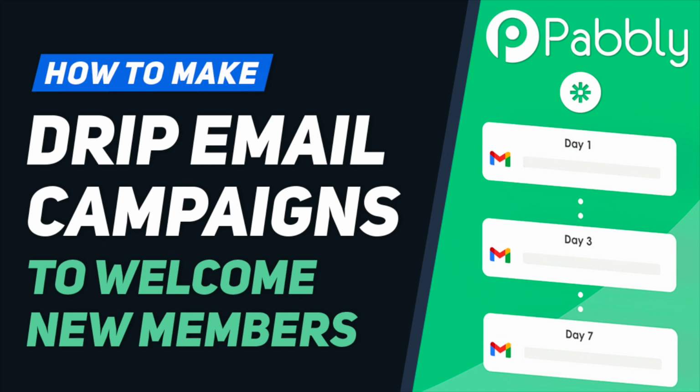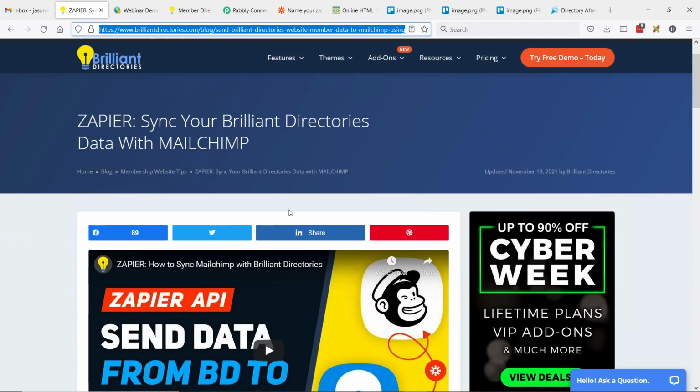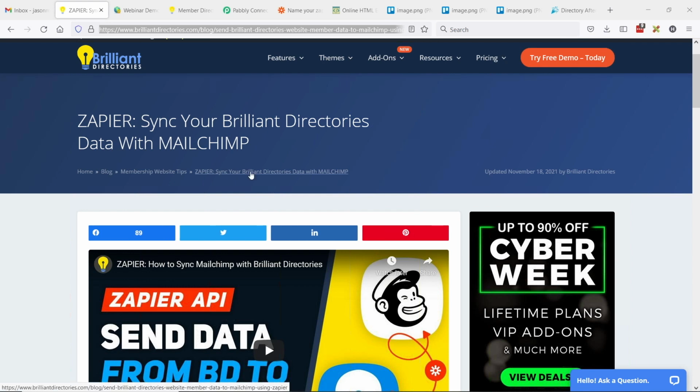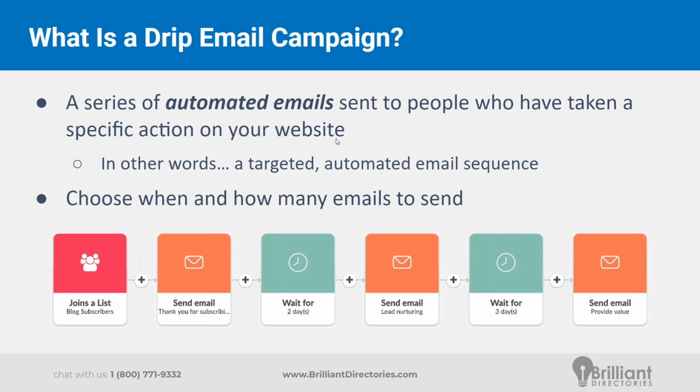Awesome. And let me share, this was the video we did, the tip of the week, using Zapier to sync your Brilliant Directories data with Mailchimp. If you haven't seen this video, it's pretty helpful and it's eye-opening to what's possible. And today we're going to be using another platform, Pabbly, which is very similar to Zapier, and it allows you to sync your BD data to third-party platforms as well. So David, let's dive right into it here.